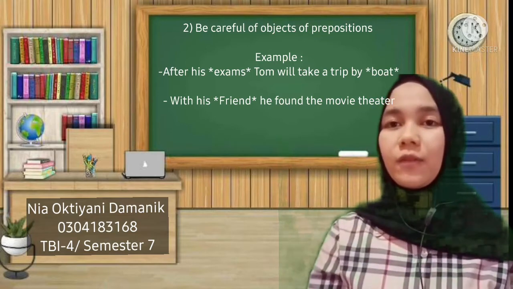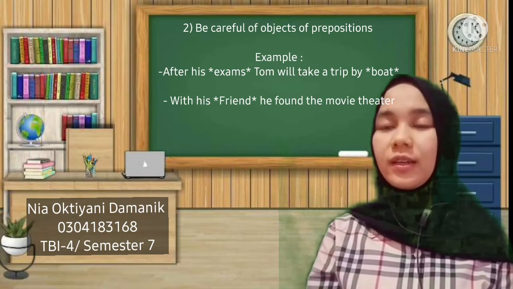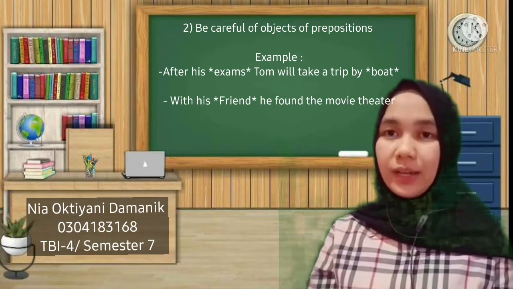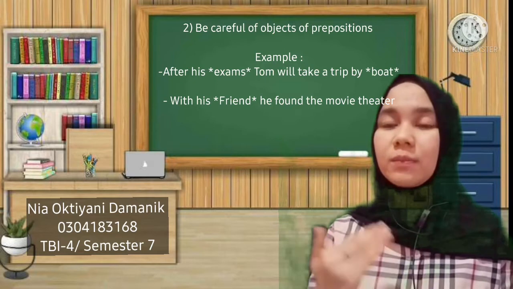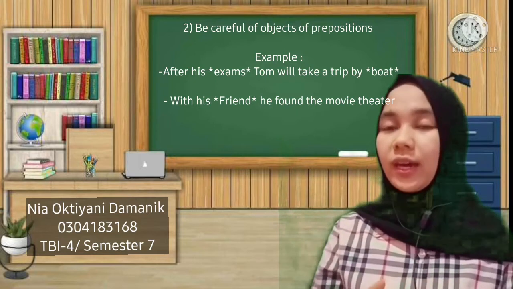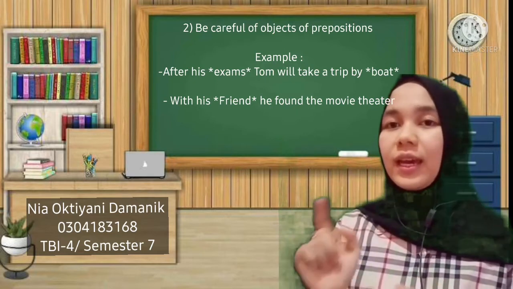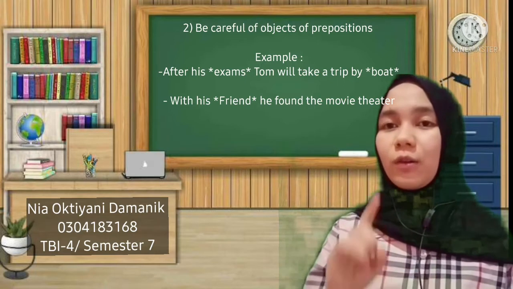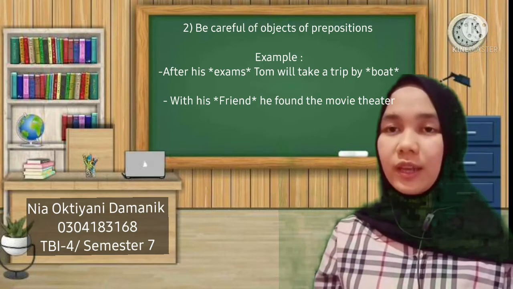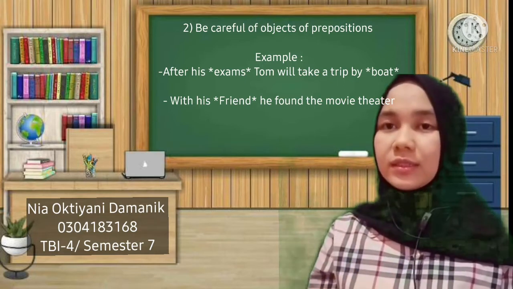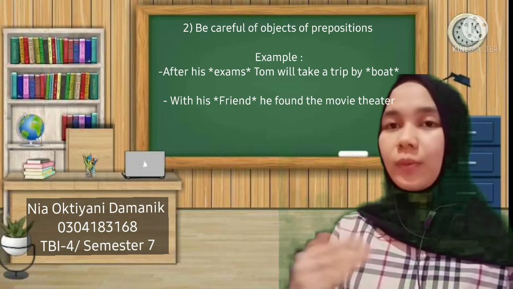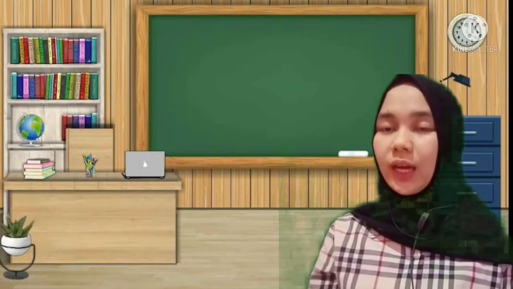Second example of object of preposition. With his friend, Tom found the movie theater. Okay, we can analyze from the sentence that it contains one object of preposition, that is friend. Friend is the object of preposition with.